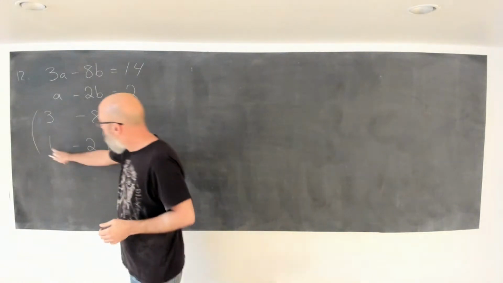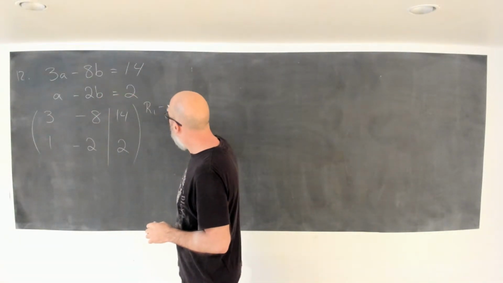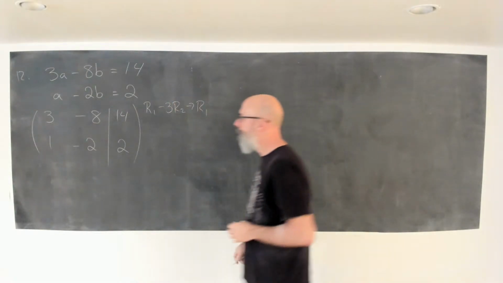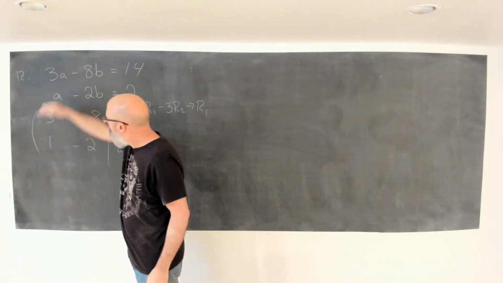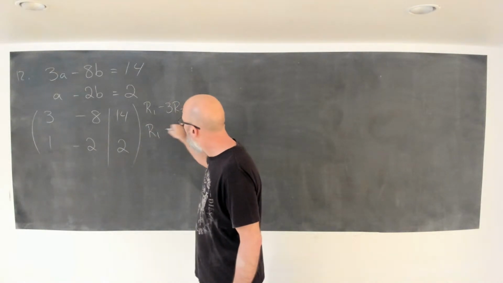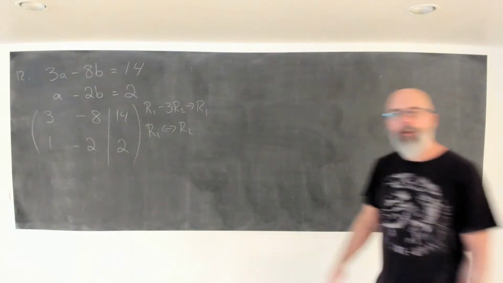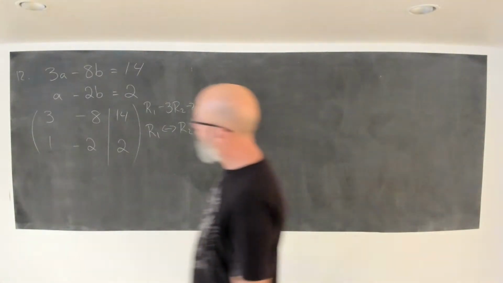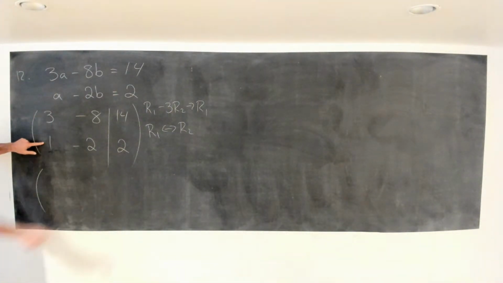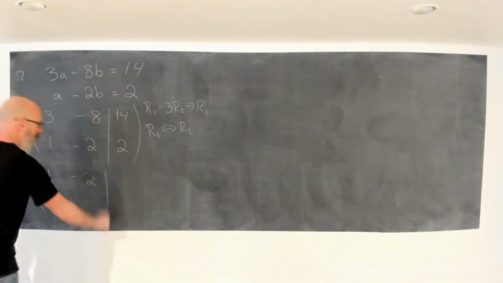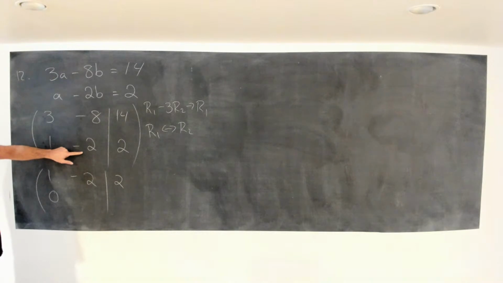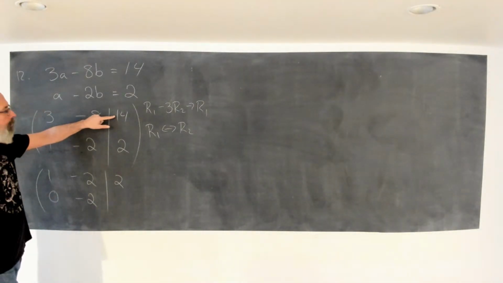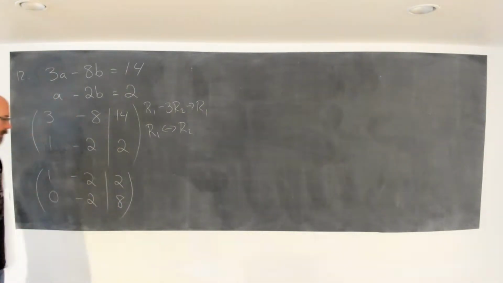And now let's use this 1 to get rid of that 3. Row 1 minus 3 row 2 for row 1. And then maybe bring, since you're going to have that 1 now, maybe bring it up, interchanging the 2 rows. Can we do these 2 steps at once? So this will become my new row 1. And the row 2 is this minus 3 times that. So 3 minus 3 is 0. The minus 8 plus 6 is minus 2. And 14 minus 6 is 8.